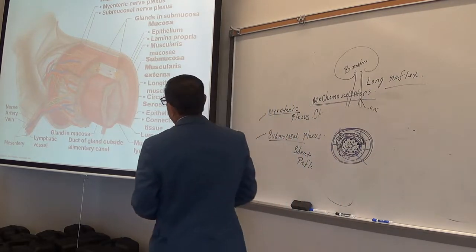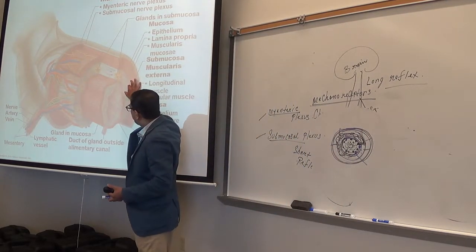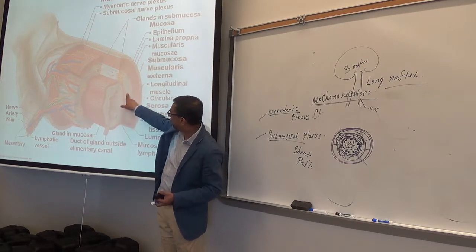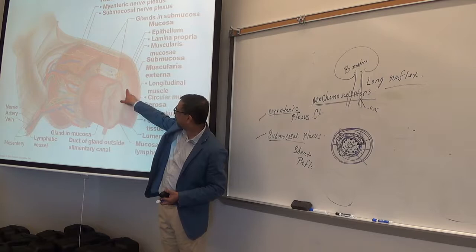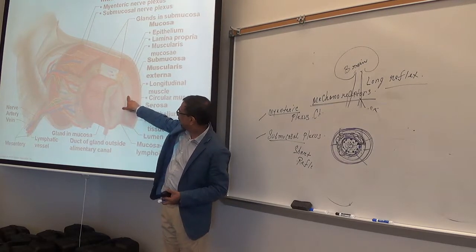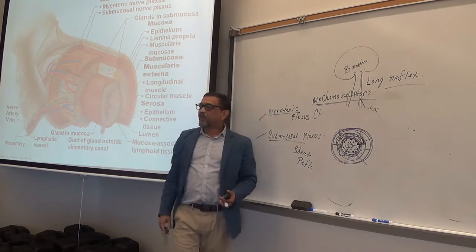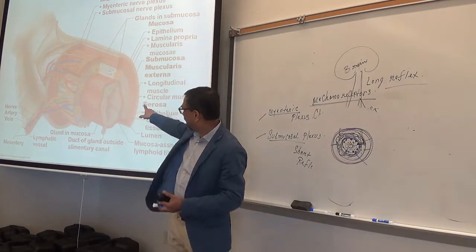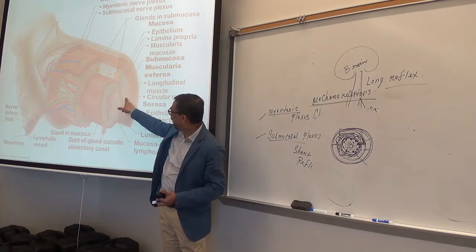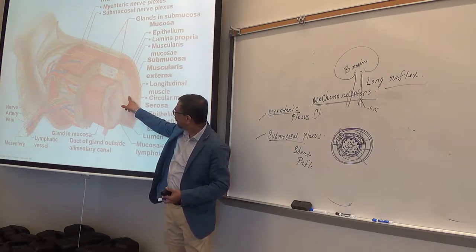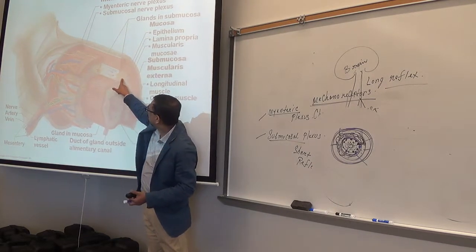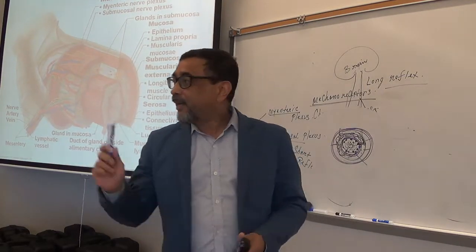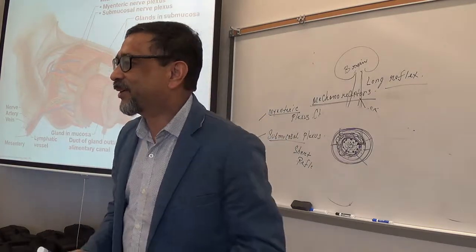Then you have submucosa, this one. It is a connective tissue layer, no muscle in it, no epithelial tissue in it. And submucosa has the blood vessels, you can see here, artery, vein, lymphatic vessel, glands in submucosa. And I mentioned one more thing.